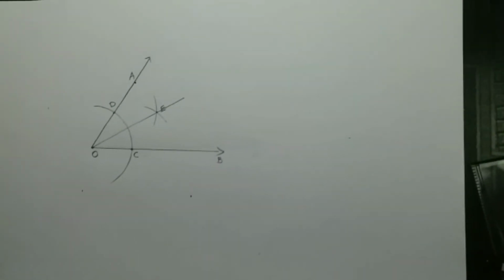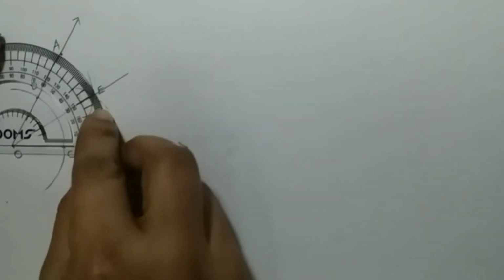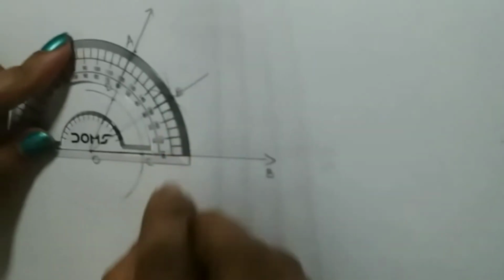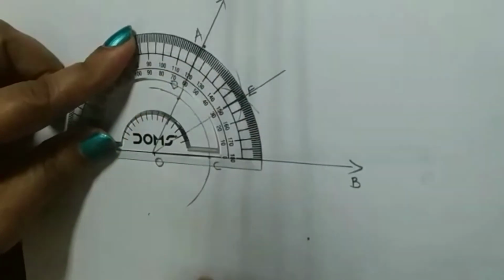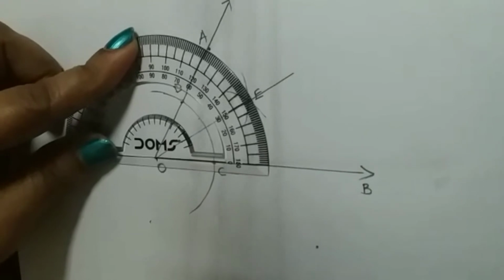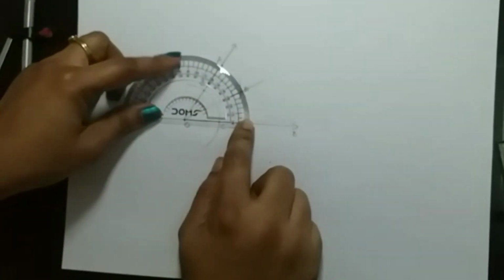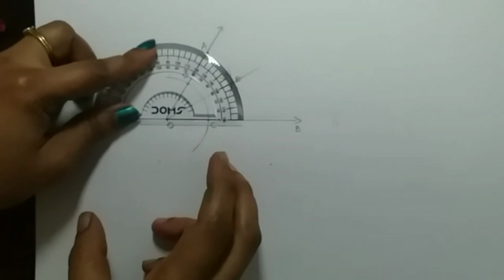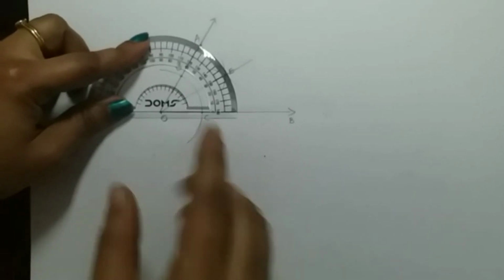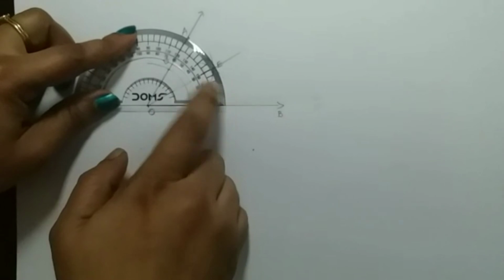Now we have to check whether we got the right angle. For that we have to check using the protractor. Now you can see here, this is 0 degree, this is 30 degree, and this is 60 degree. So you got a 30 degree angle. This means the 60 degree angle you bisected is 30 degree, 30 degree. Each you got a 30 degree angle. So you bisected an angle.